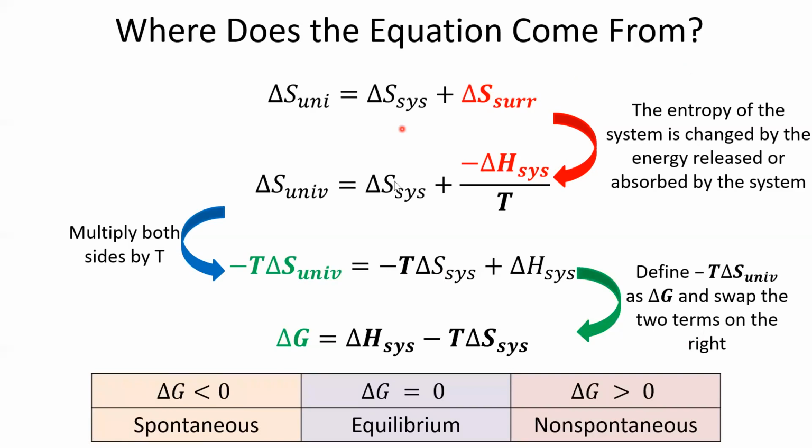Okay, well, if we know delta H and we know delta S, we can calculate delta G. And if delta G is a negative value, we're looking at a spontaneous process. If delta G is a positive value, we're looking at a non-spontaneous process. And if delta G equals 0, we're at equilibrium.